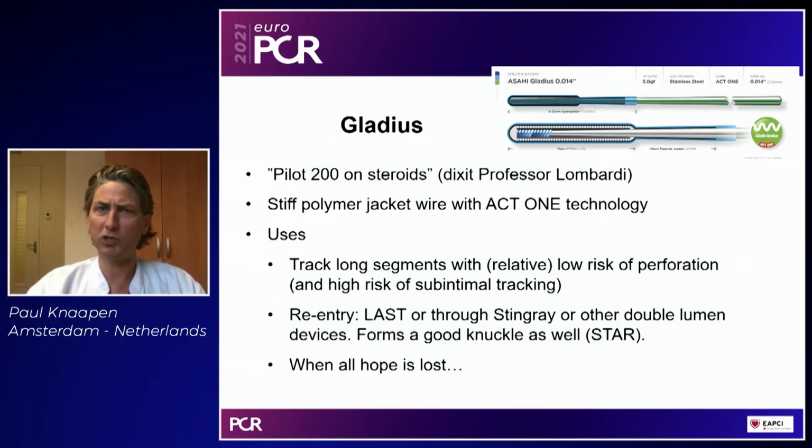At the end of the procedure, when antegrade has failed and retrograde has failed, start over from the beginning with a Gladius wire, and you might even be able to obtain success. And even if that doesn't work, it's part of the investment.